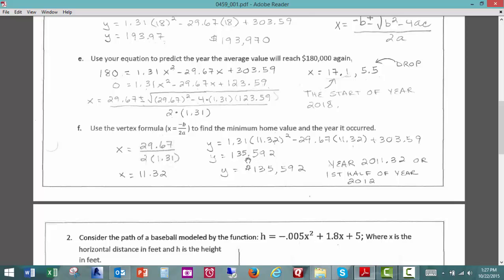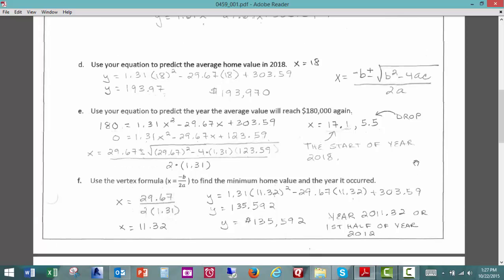So I get 135.592, which means that the minimum value is $135,592, and this over here is the year that it occurred. So I'm saying, somewhere during the first half of 2012. I'm going to stop there on this video, and then I'll make another one for the next part.